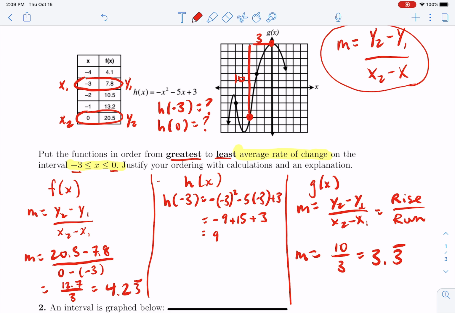Okay, so that's h of -3. I'm just going to erase my work here so I don't run out of space. So h of -3 is 9. Now you can always use a calculator to do that.